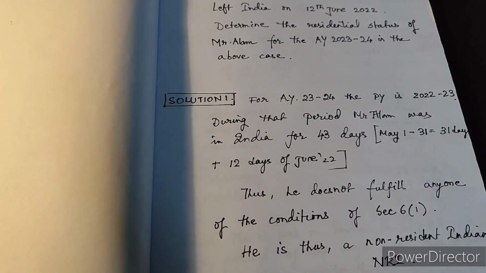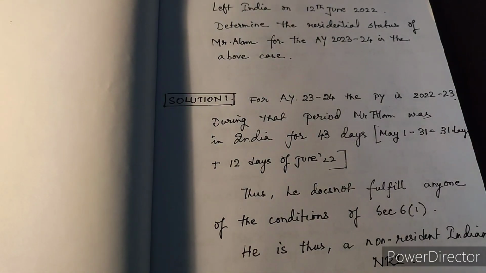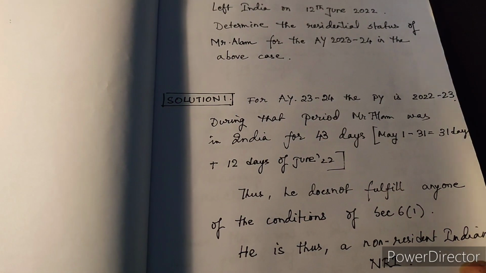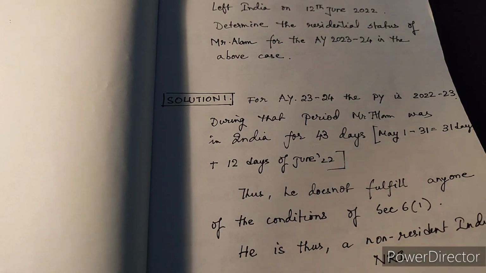So, that makes 43. Now, what we understand from this example is he does not fulfill any one of the conditions of section 6.1. So, he is a non-resident Indian, that is an NRI. Understood? Now we will go on to the second example.